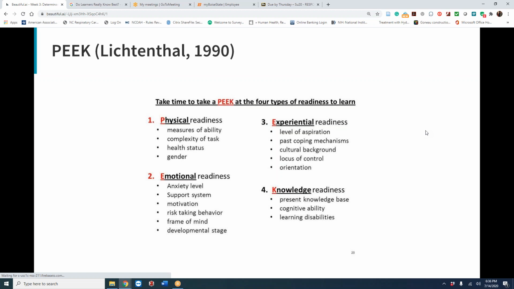So, what type of support systems do you have in place in your facility, whether it's for students or staff or even patients, to help support them emotionally, because not everybody's going to respond the same to the same stress level. What's their motivation, risk-taking behavior? What's their frame of mind? This is a lot to do, and we talked a little bit about this last week, but these are all the things that we have to consider.